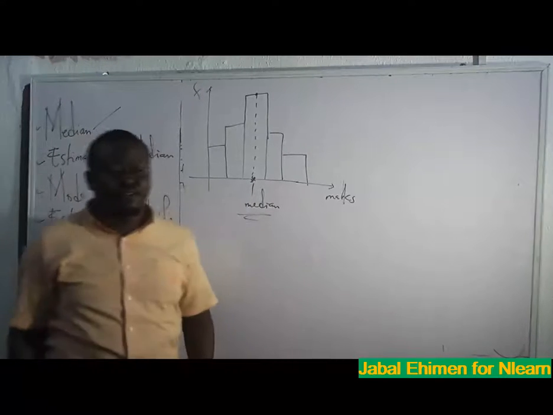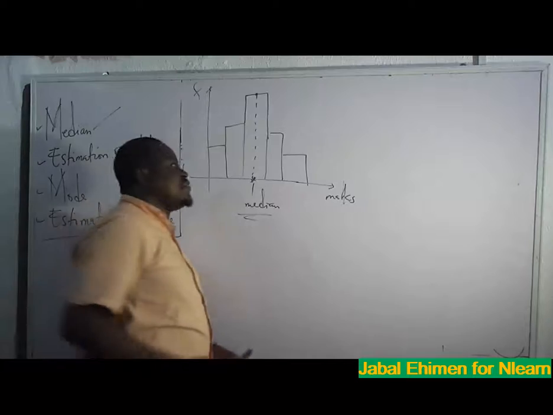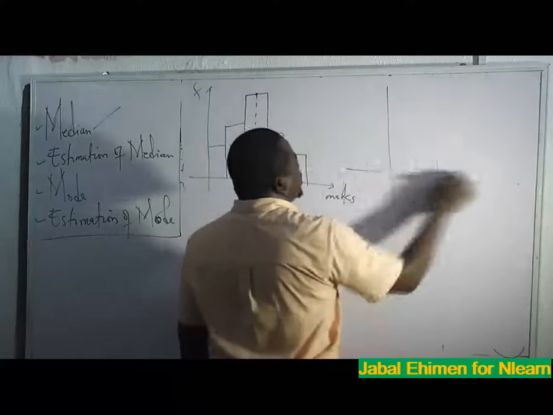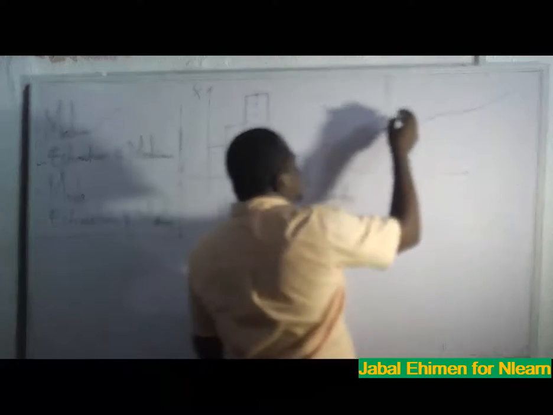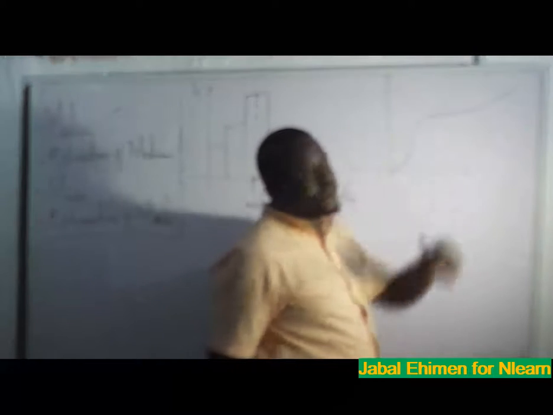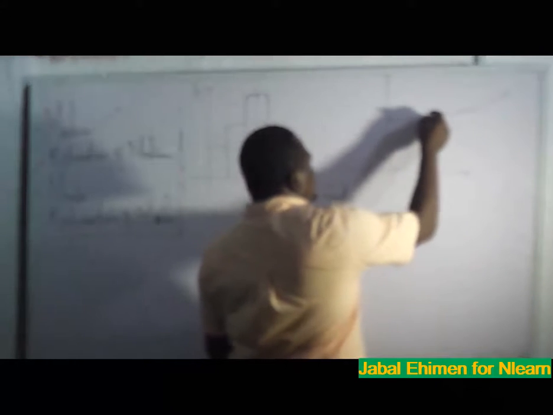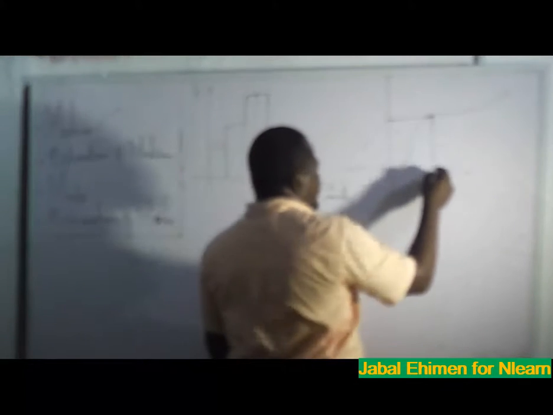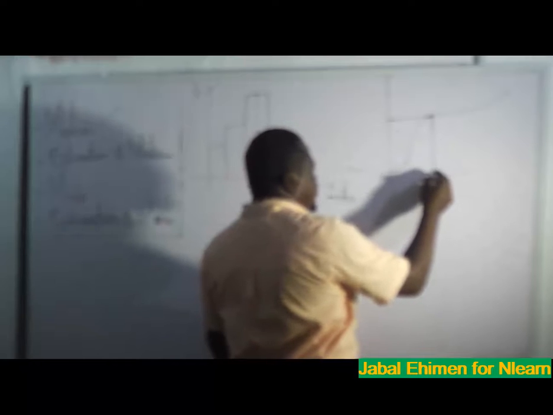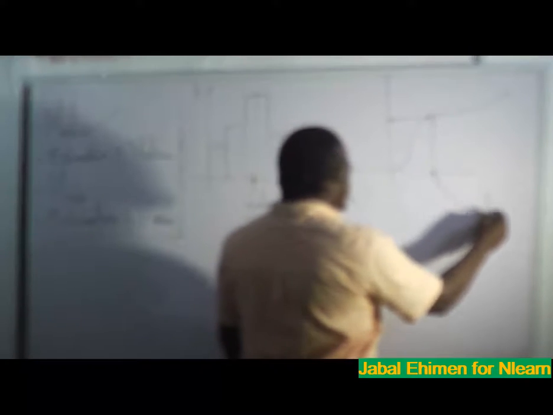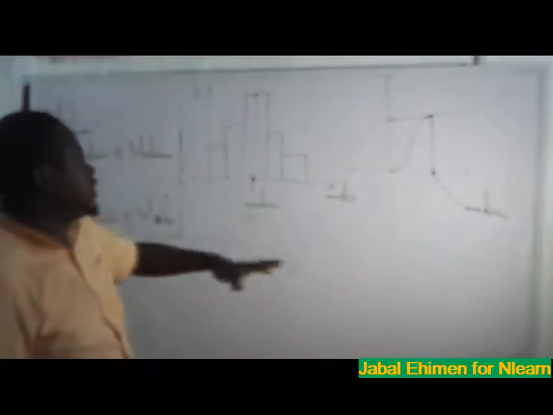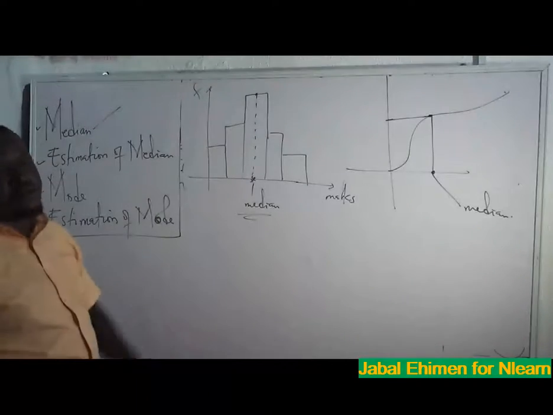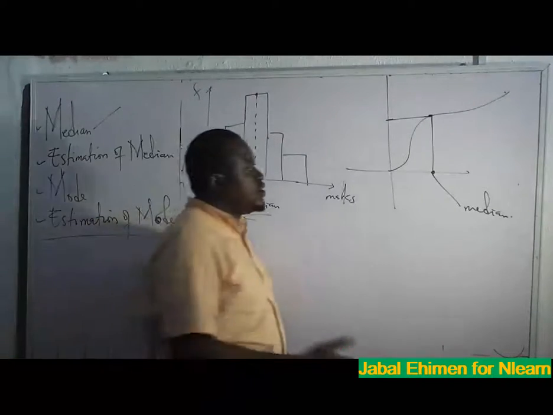It can also be calculated from the ogive. How? You have the ogive, maybe your ogive is like this. The point where it divides the curve into exactly 2 parts, you just locate that point and take it down. So this point where it hits is called the median. The median can be calculated from an ogive, and it can also be calculated from a histogram.